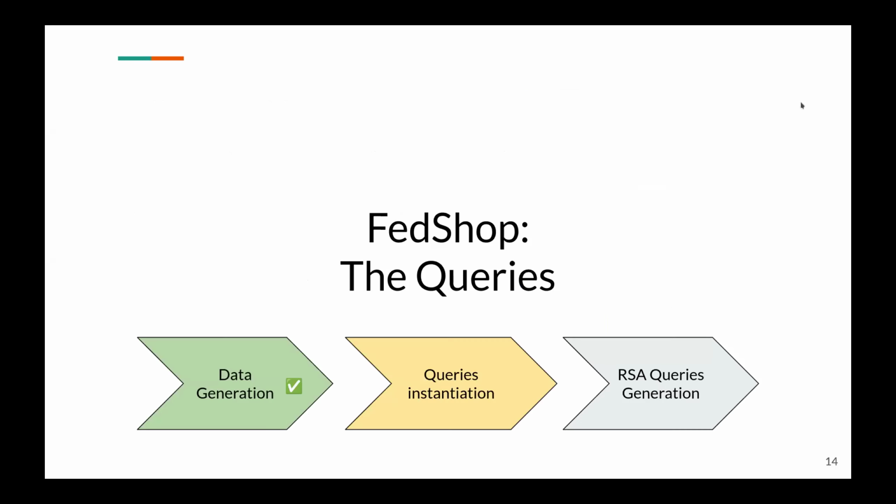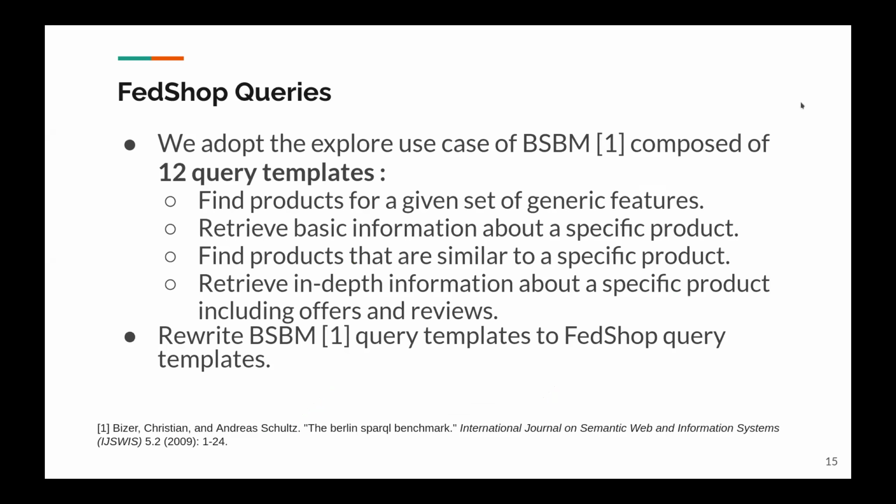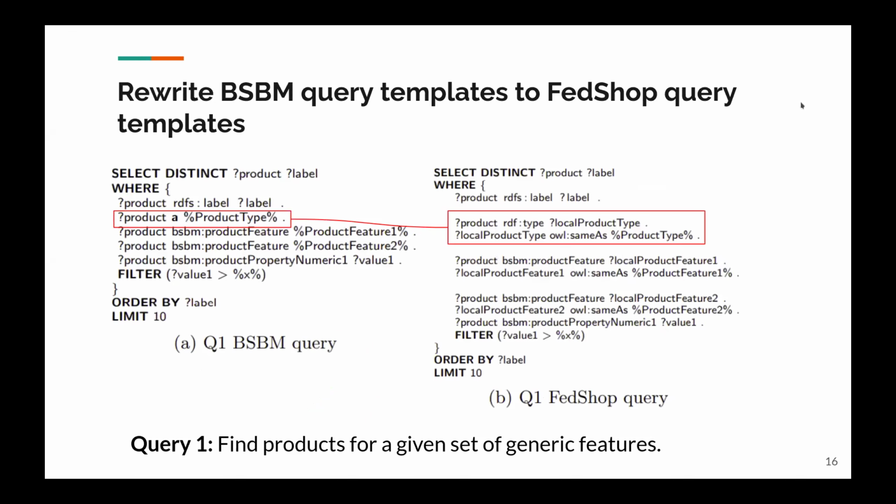All right, so that's for the data. For the queries now, we simply adopt the use case of the BSBM benchmark, which has 12 query templates, which simulate, as I said, what a user would do when exploring in this federated shop. However, we have to rewrite these query templates in order to take into account the sameAs links that I mentioned earlier, to do the joins across the federation members and so on.